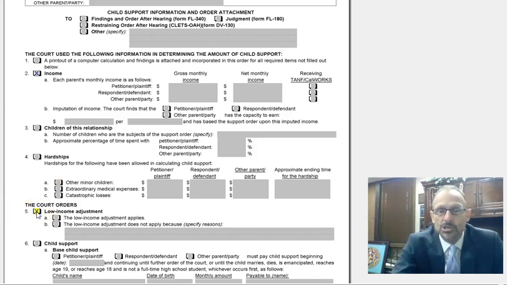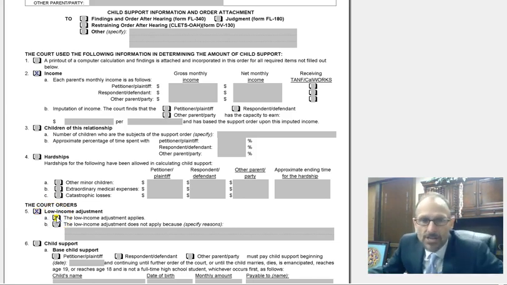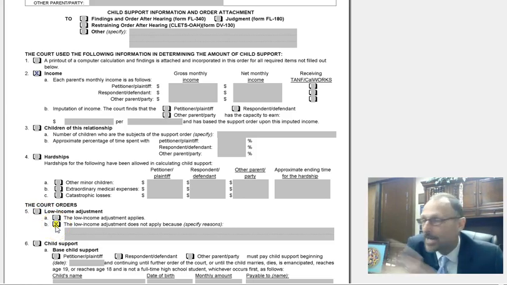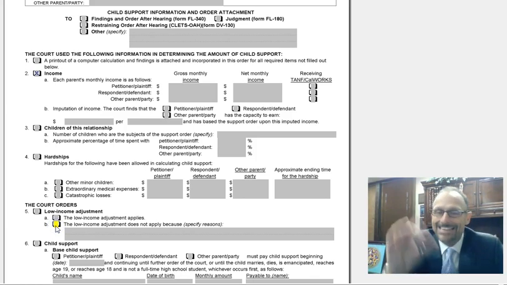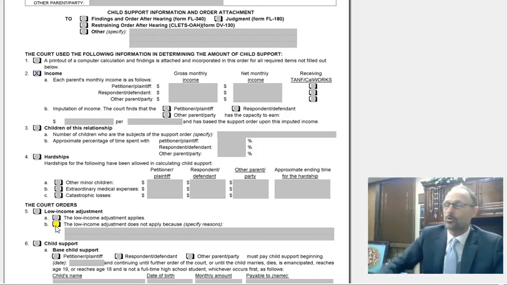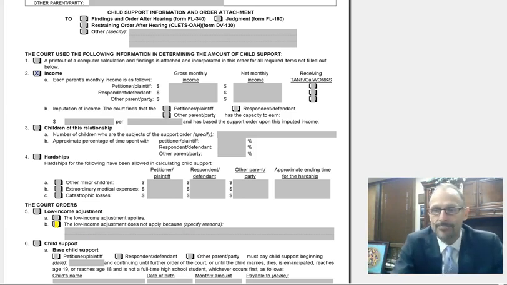Okay, 5, the court orders low income adjustment. So if, for example, one party has an extremely low income, the judge can make a low income adjustment. This has to be ordered by the judge. And B says the low income adjustment does not apply because, and then there'll be the reasons there. This also is something that you would be discussing in court and a judge would make orders. If there have not been orders made on this, it does not apply.